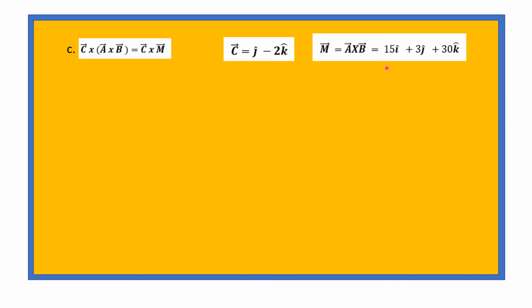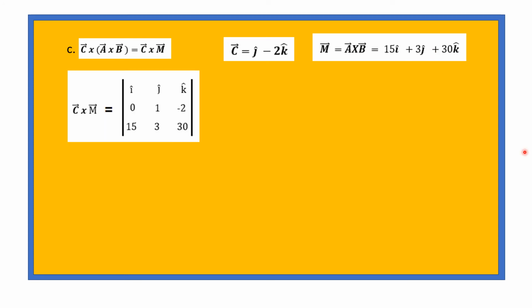So the third is to determine the cross product. We have C cross A cross B, or C cross M, where M is equal to the result of A cross B. Now C is equal to J hat minus 2K hat, as given in the problem. Then M is 15 I hat plus 3J hat plus 30K hat. So do the same process.